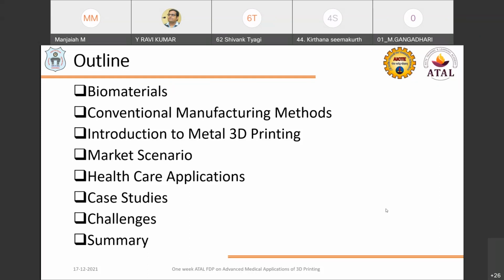And then we are going to give the healthcare applications, what are the medical parts or the medical applications required which are printed by this 3D printing, and some of the case studies and then challenges with respect to the 3D printing medical parts, and then summarizing the overview of the metal 3D printing for healthcare applications.